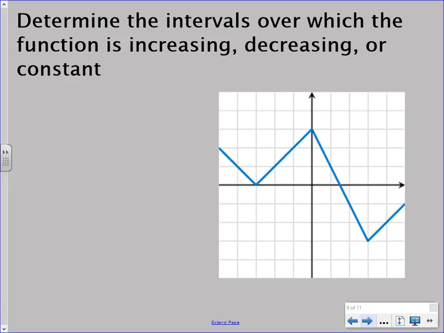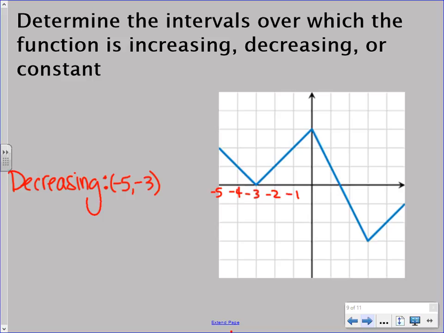It is decreasing. So I can say that my function is decreasing. This is -1, -2, -3, -4, -5. My function is decreasing from -5 to -3. Now, why am I using parentheses? At -3, can we say that it is increasing or decreasing? It's changing directions, right? Okay, so we're going to use open intervals for increasing and decreasing.